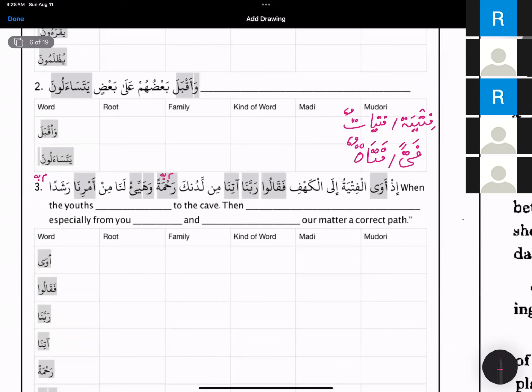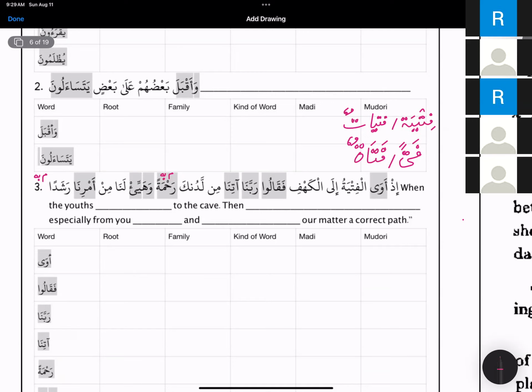وَأَقْبَلَ بَعْضُهُمْ عَلَى بَعْضٍ يَتَسَاءَلُونَ. Aqbala. What are the root letters? Tell me whatever you know about this word now. One person at a time, yeah. Qaf, Ba and Lam are the root letters. And then it has Hamzatul Qata in the beginning, which is telling me that it is Bab Ifal. Af'ala, Ifal. Very good.